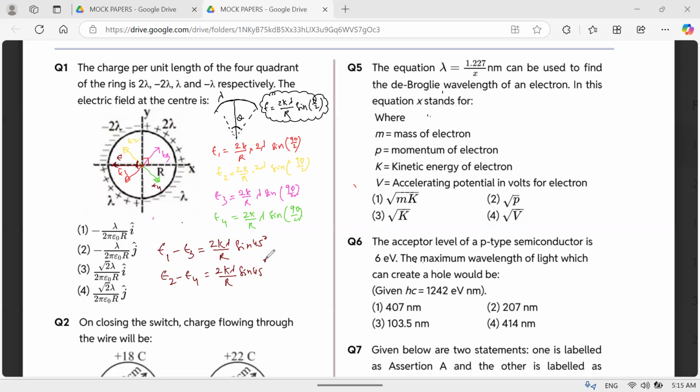Two electric fields are acting on one single point, so I'm taking the resultant of this one. If I take the resultant, how much am I getting? Can you tell me? We simplify this relation. The fields are perpendicular to each other, so E is equal to root 2 into 2k lambda divided by r into sine 45. Sine 45 is 1 by root 2, so this root 2 will get cancelled. So the E value will be equal to how much? Anyone?